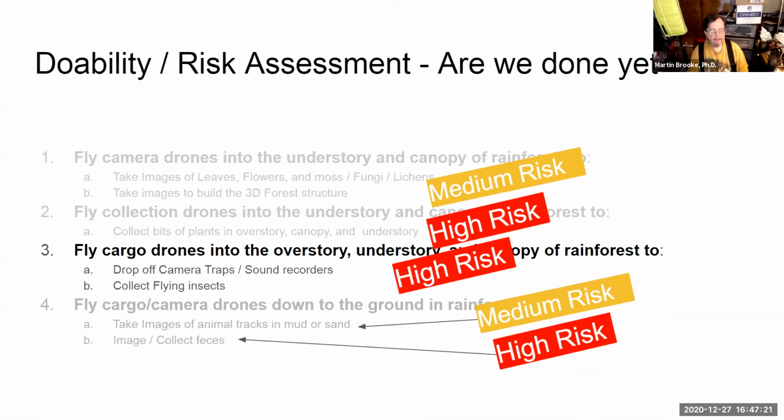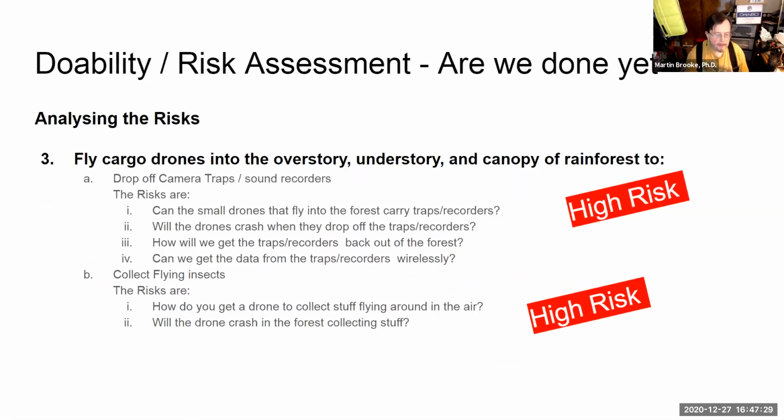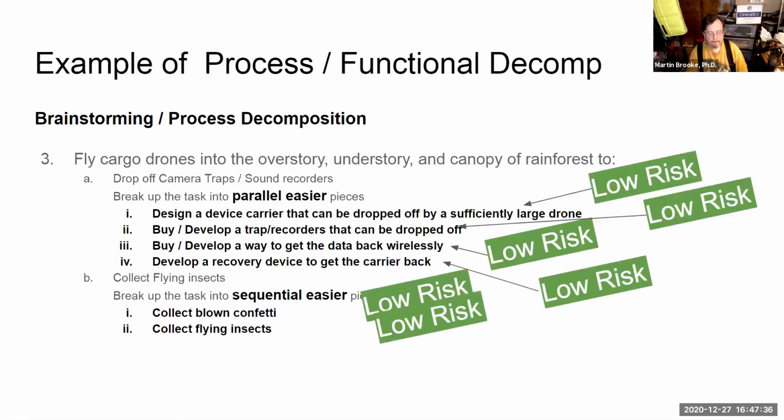Let's apply decomp to the high-risk task of cargo drones flying into the forest. We needed to talk to experts to assess what the risks actually are so we can address them. Then we thought of ways to break up the tasks into manageable pieces that would follow a logical flow. Parallel tasks, each of a lower risk, can spread the risk out and make it manageable, using mentors and experts to assess the risk of the subtasks.